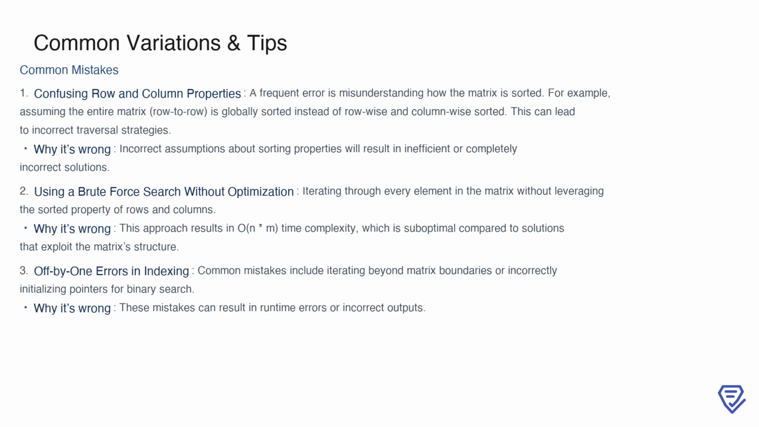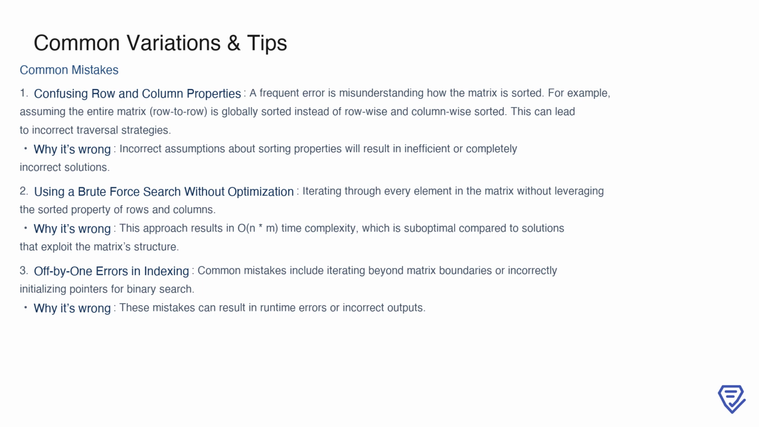When working with this problem, there are some common mistakes to watch out for. First, many people confuse row and column properties of the matrix. The matrix is sorted row-wise and column-wise, but that doesn't mean the entire matrix is globally sorted. Misunderstanding this can lead to incorrect traversal strategies that either miss the target or take unnecessary steps.